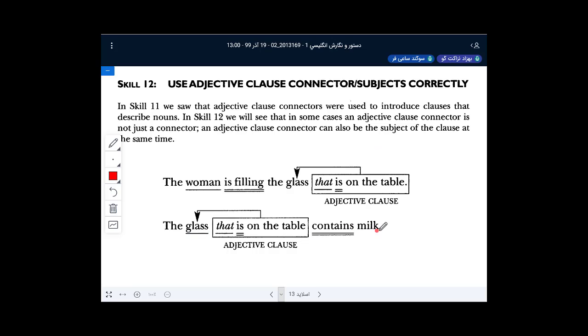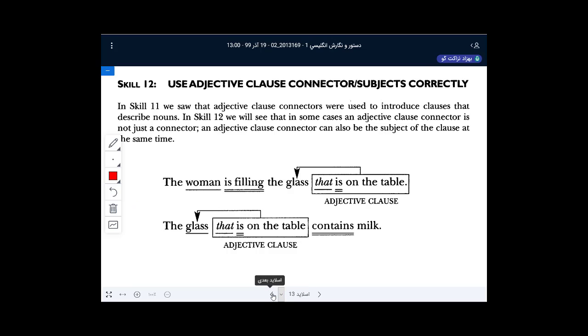The glass that is on the table contains milk. The glass contains milk. This is our main clause. But here we have a dependent clause. This dependent clause has its own subject, has its own verb, and at the same time the connector is there. So the connector functions as a subject and it tells something about the glass. So it is an adjectival clause.